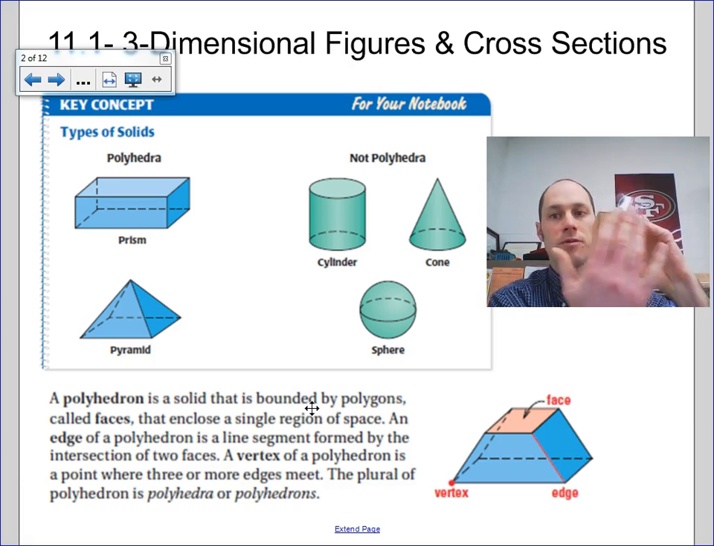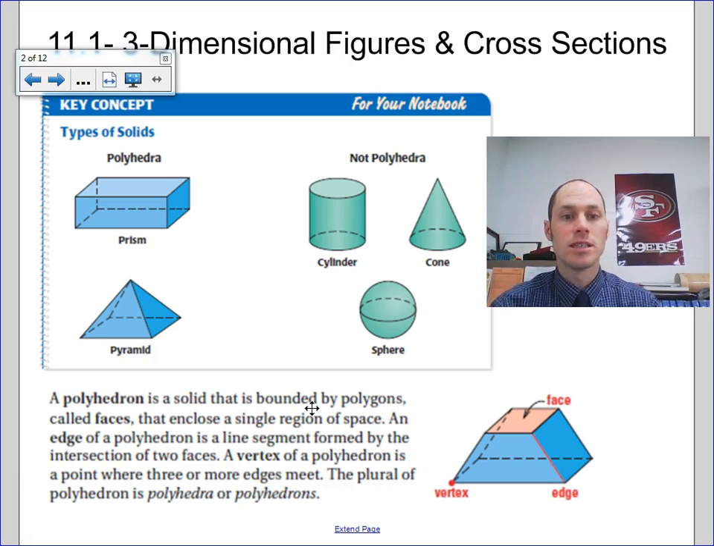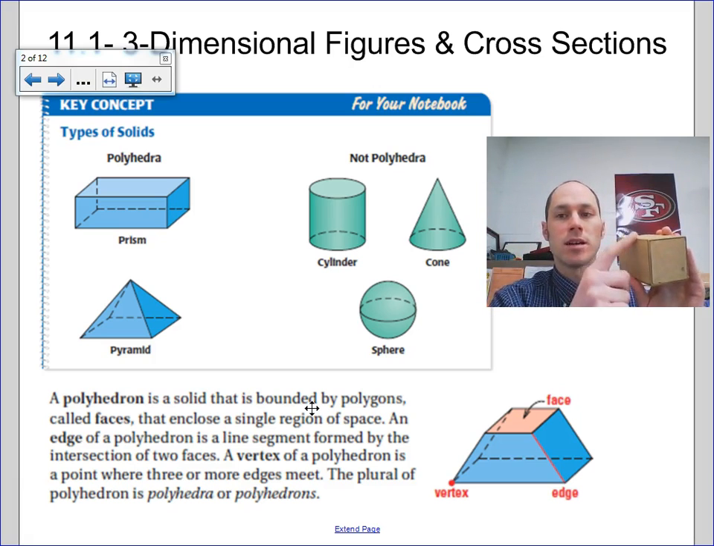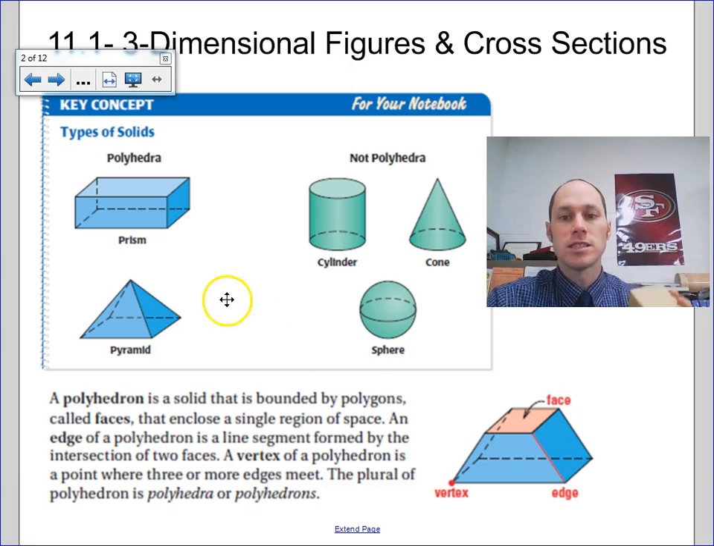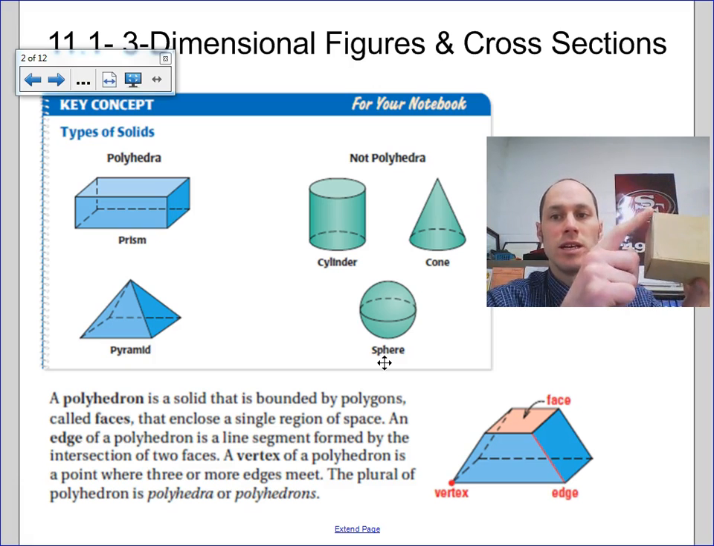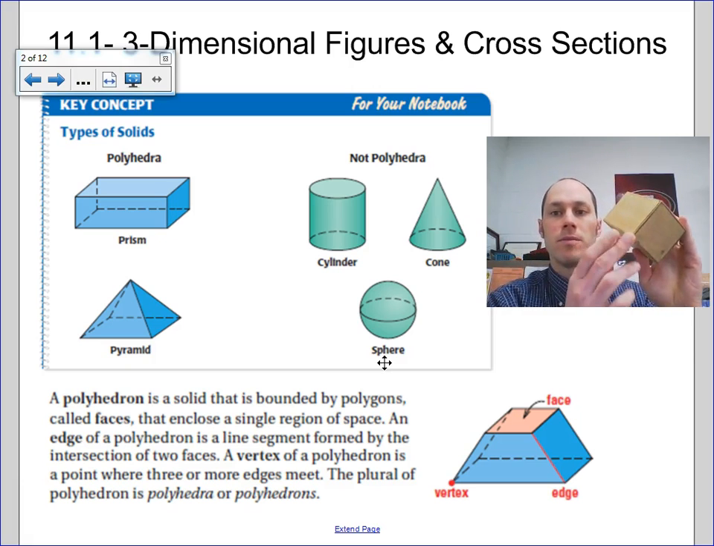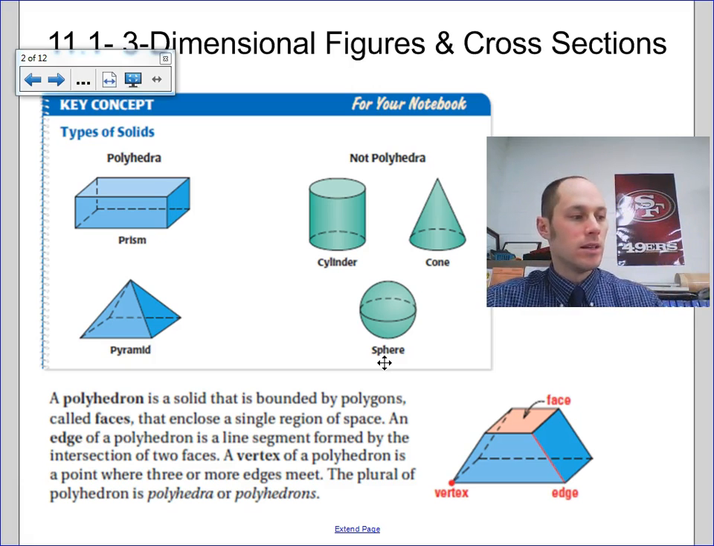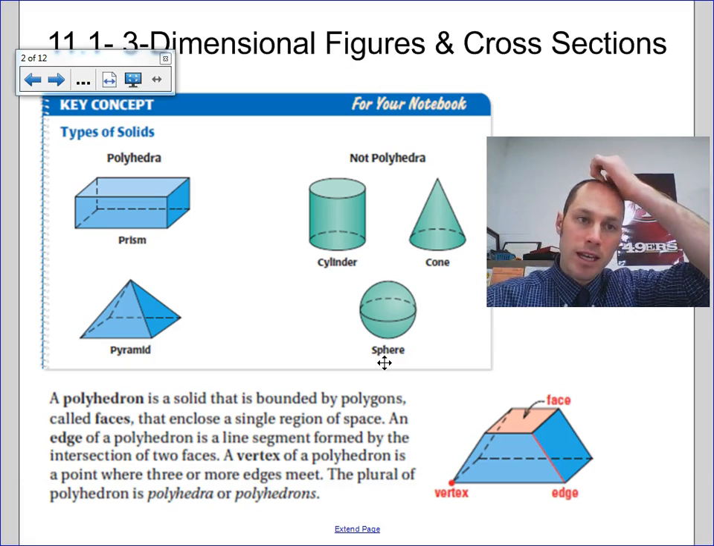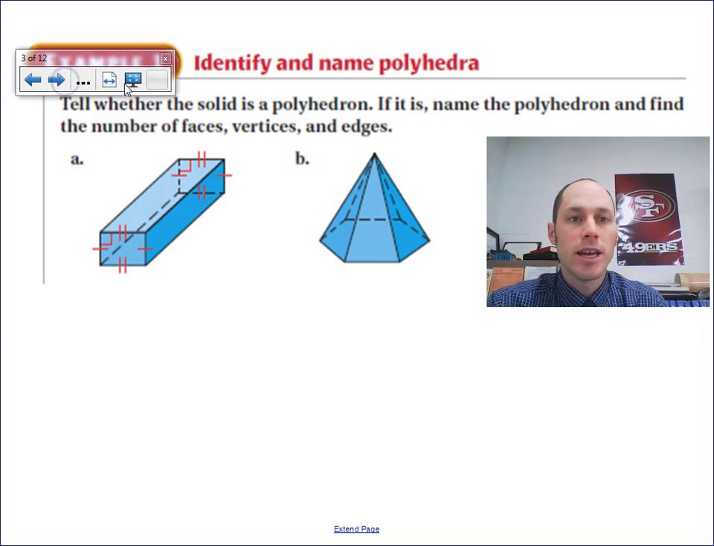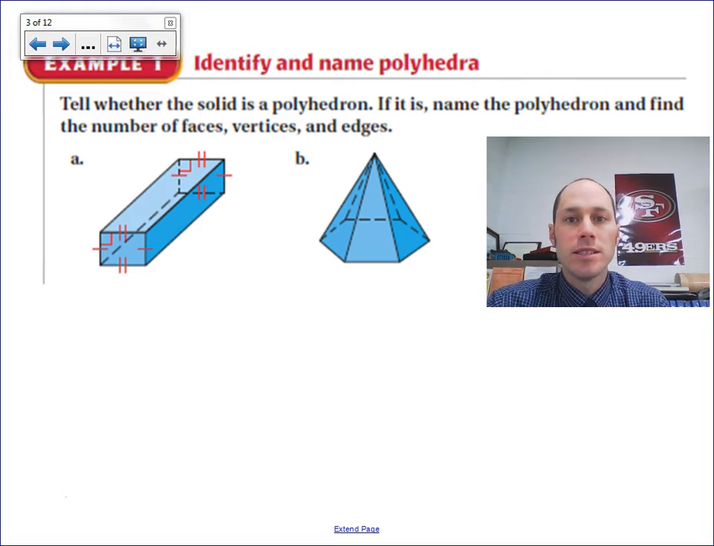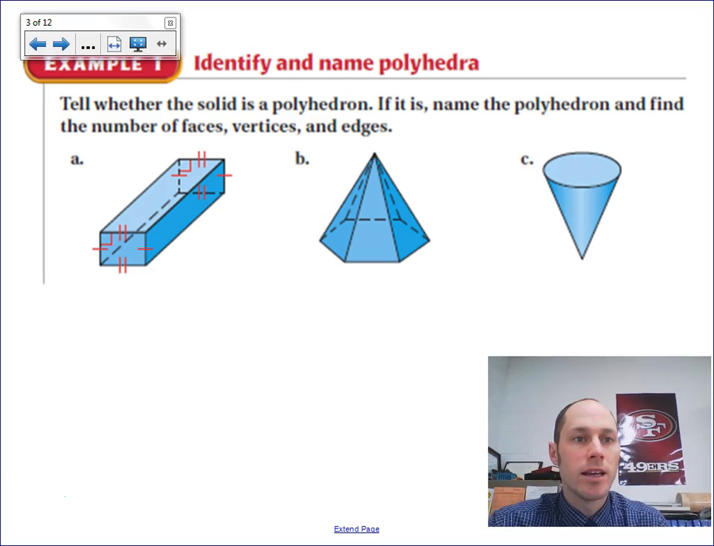So we have faces on the front, top, bottom, side, and the edges are the line segments formed by the intersections of those faces, and the vertex, or the vertices, is where all those edges meet. So we can see all those different spots, where those meet. So that is a definition of what is a polyhedron. So let's now get into identifying these, naming these, and identifying the number of faces, vertices, and edges.